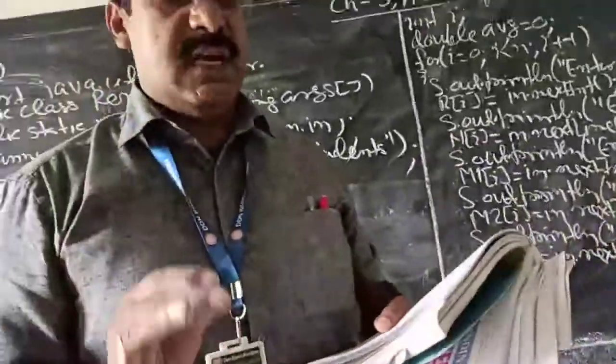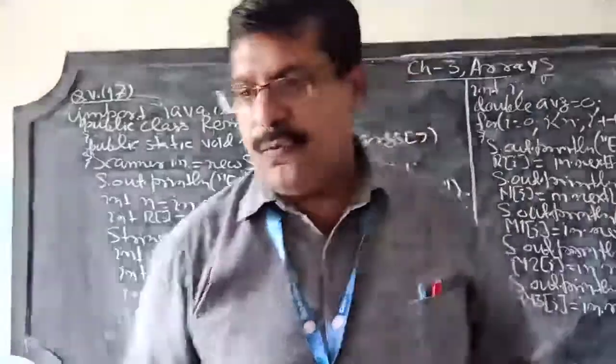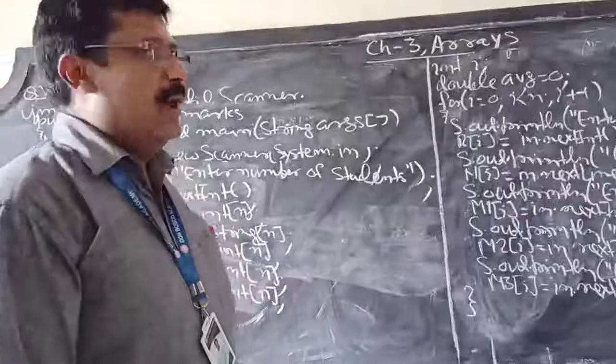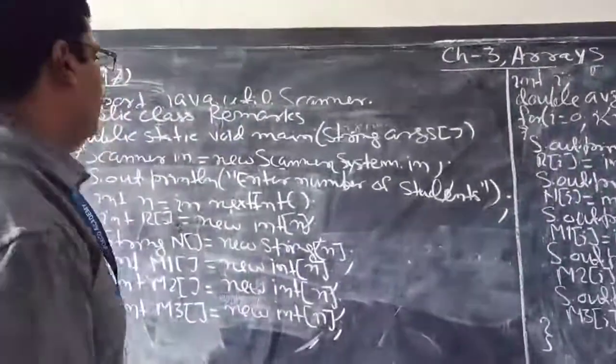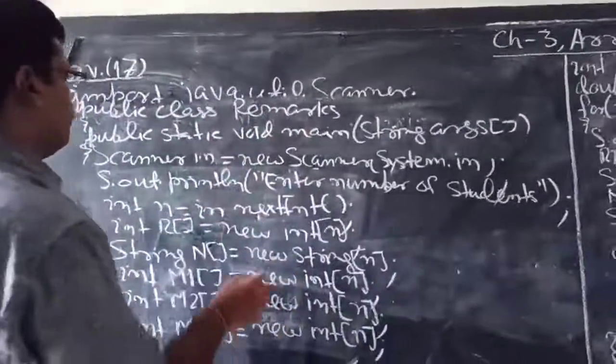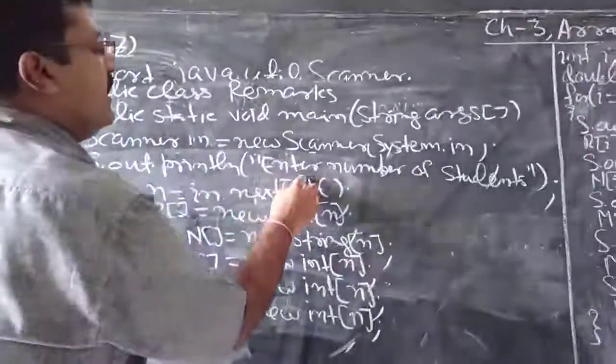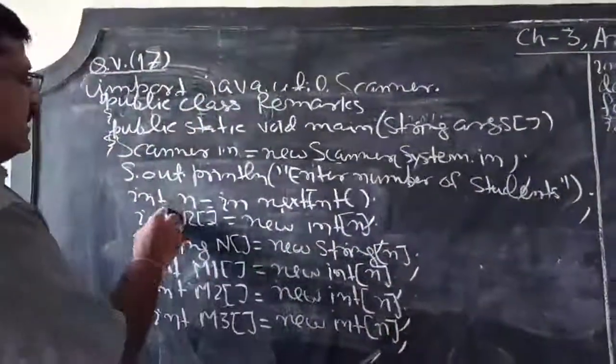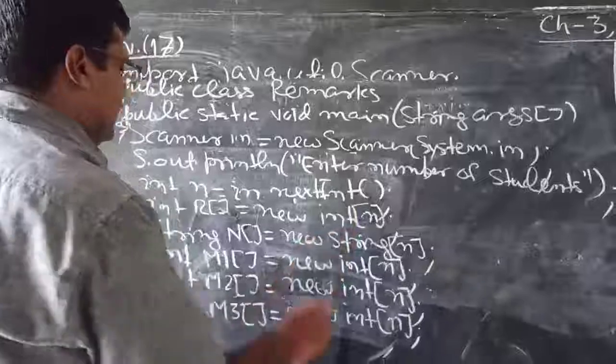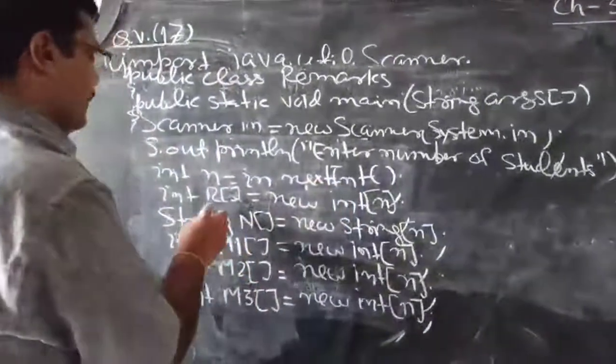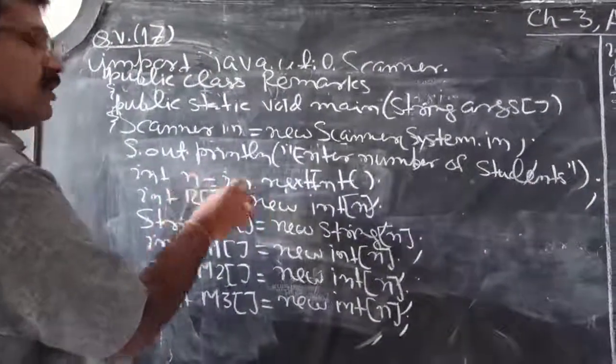And for how many students? N number of students. So we do not know what is the value of n, so we will input it. Public class Remarks. System.out.println enter number of students. Int n equal to in.nextInt. Okay, so we got the value of n.